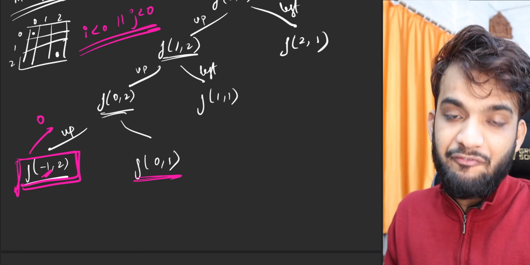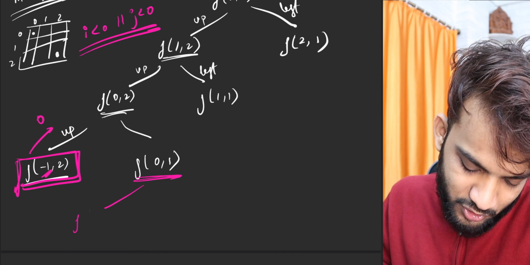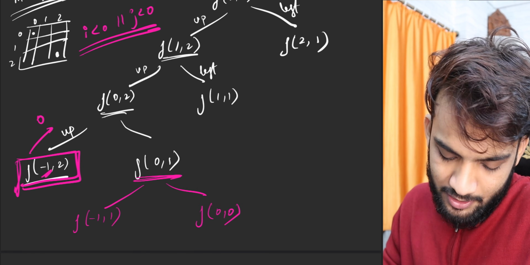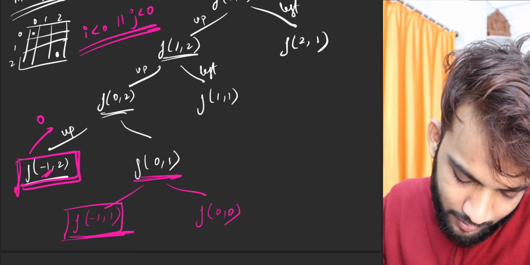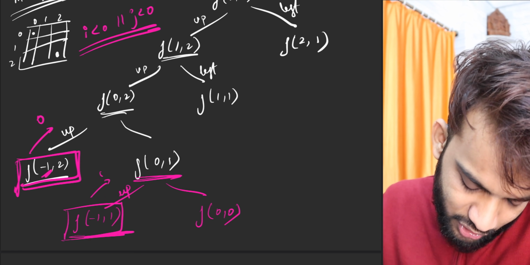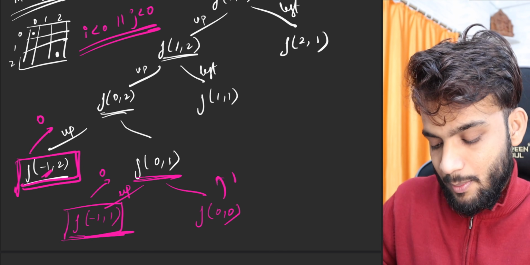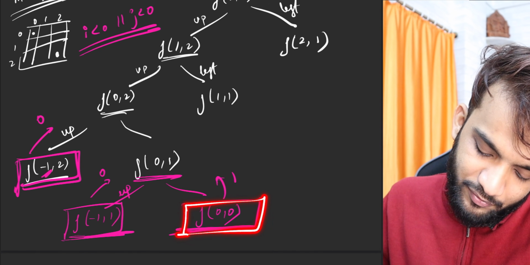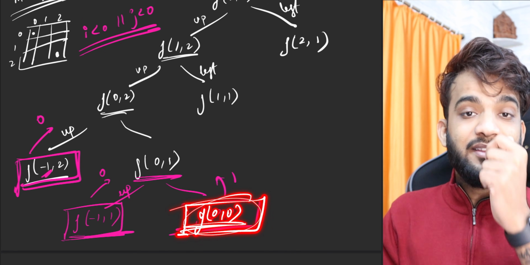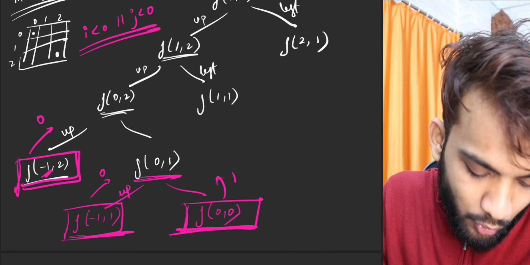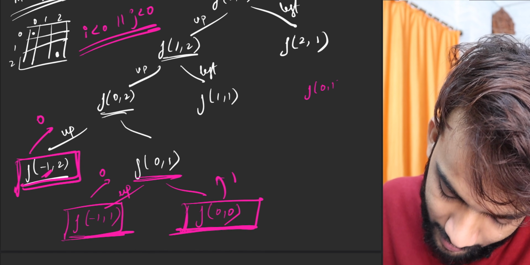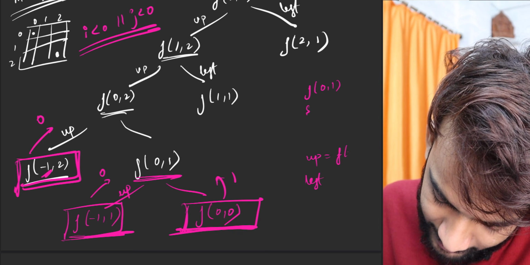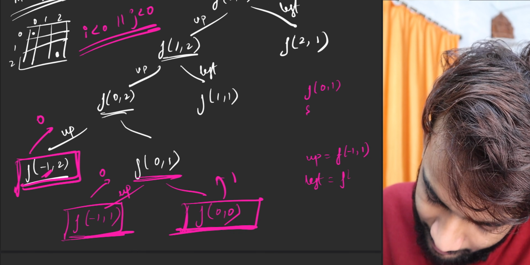Over here there is f of 0 1. Again it can go up, which is minus 1 comma 1, or it can go to the left, which is 0 comma 0, correct? So minus 1 comma 1, the upward direction, will return 0, and this guy ends up returning 1, because you have reached f of 0 comma 0, and thereby this is your destination. So how will the recursion be like? F of 0 comma 1 would have called up and left. The up would have been minus 1 comma 1, and the left would have been f of 0 comma 0.